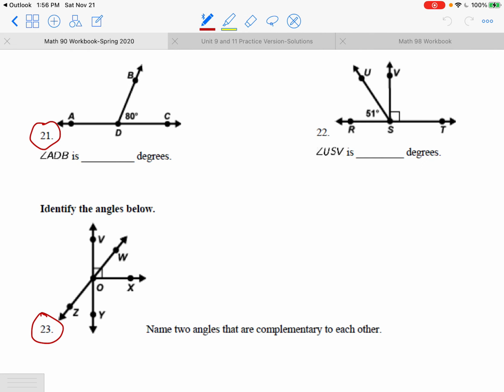All right, let's take a look at 21. It's in the same set of directions, asking us to find the missing measure. It wants us to find angle ADB. Let's identify that. We're looking for this angle measure right here. We stand back and ask what relationship we can use to find the missing angle.